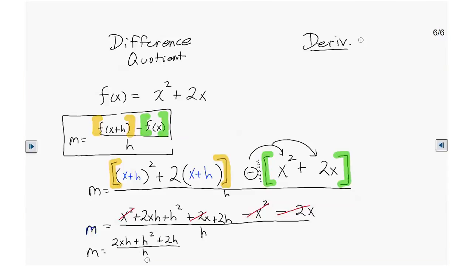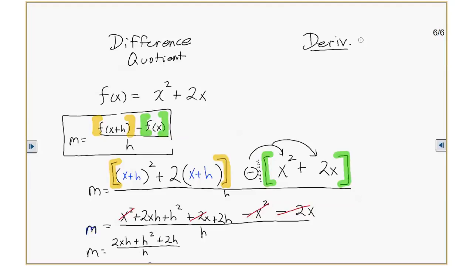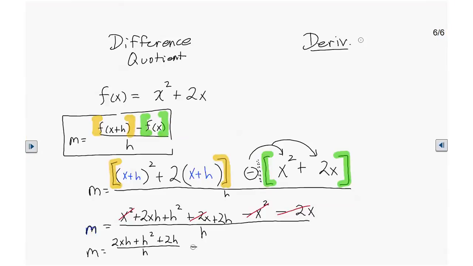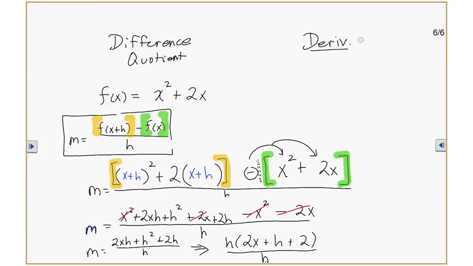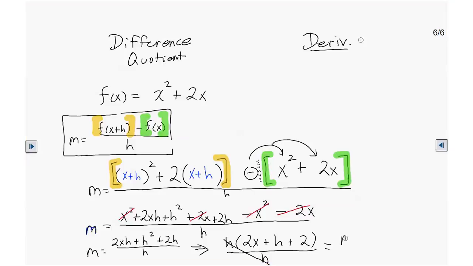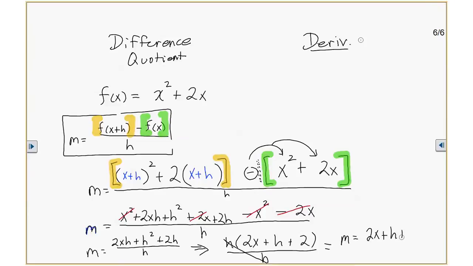Now, a lot of people factor out the h on top, and you can, and then it'll cancel, or you can just go through and do your slanted lines like you do. However you want to do it, I don't care. But if you were to factor out the h, you'd get h times 2x plus h plus 2 over h. And what happens to the h's? So, m is equal to 2x plus h plus 2.